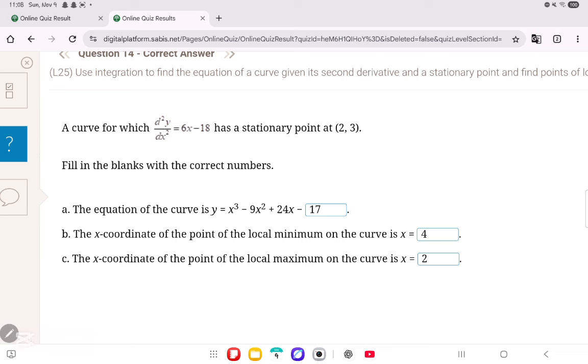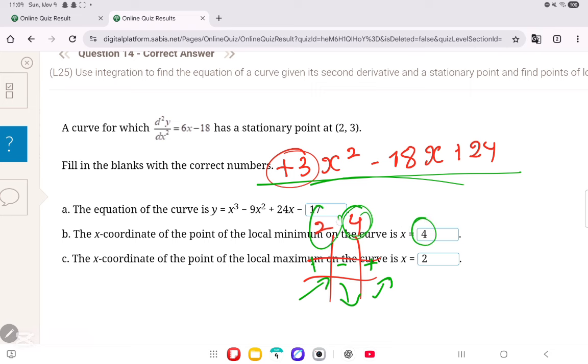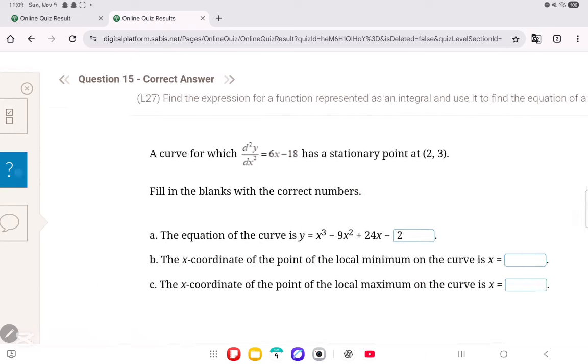Now, the x-coordinate of the point of the local minimum on the curve. Okay, so now we need to go back to the first derivative, which was 3x squared minus 18x plus 24. We need to find the roots, so 3, minus 18, 24. I will get two roots to be 2 and 4. So this is a positive quadratic function. Whenever you have a positive quadratic function, meaning plus ax squared, I'm going to have plus, minus, plus. So the local minimum is at 4, and the local maximum is at 2.